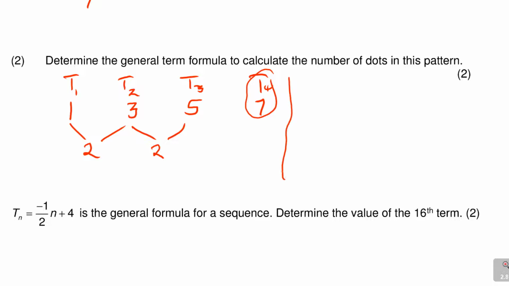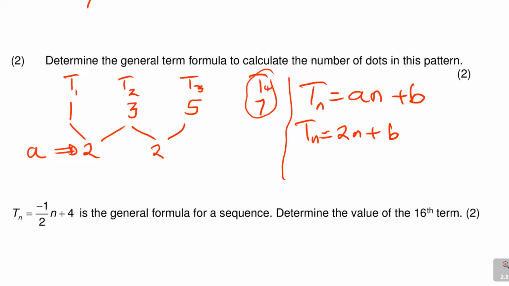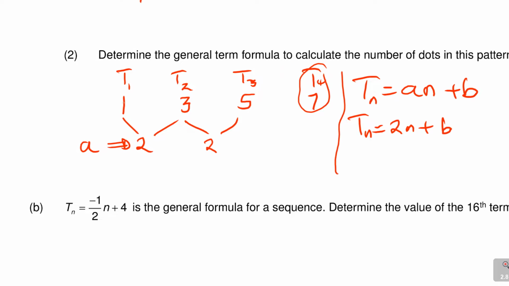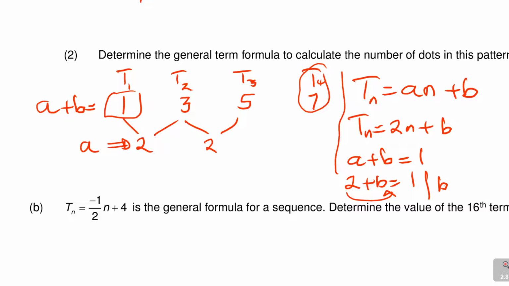When you are writing here, the general term for this is Tn is equal to an plus b. And here this 2 is equal to a. So you have Tn is equal to 2n plus b. And then on the first term, term number 1, a plus b is equal to 1. But we know what our a is. 2 plus b is equal to 1. Take 2 to the other side. What is b? b is 2 minus 1, which is equal to 1. Are you getting that? b is equal to 1.